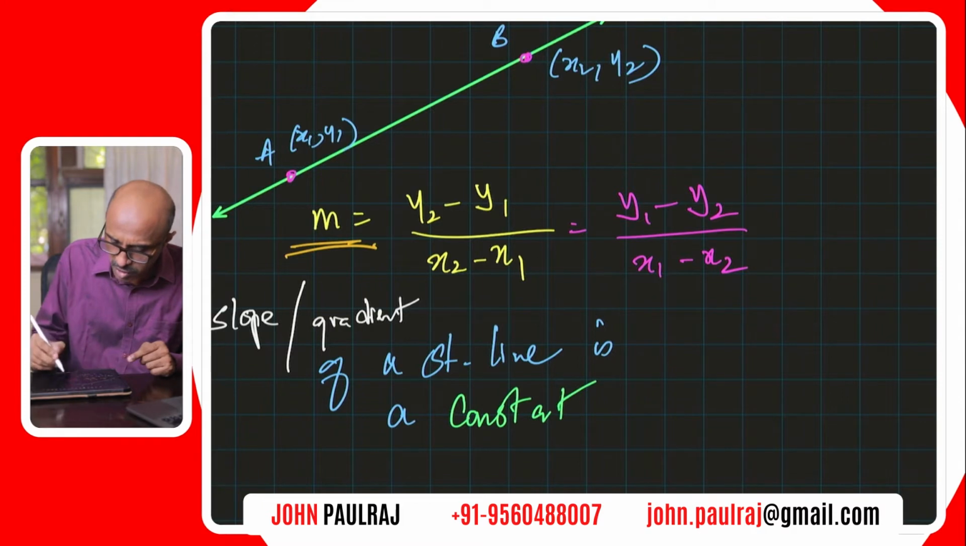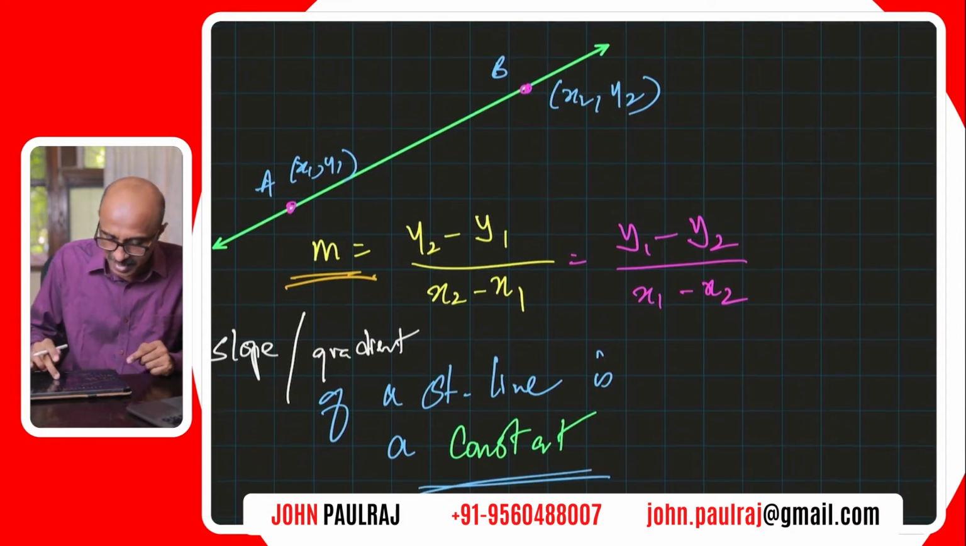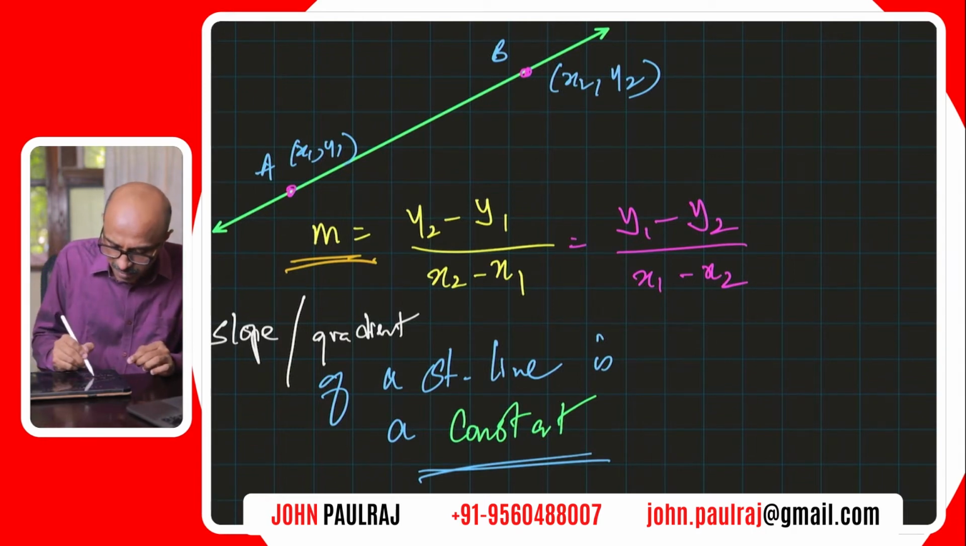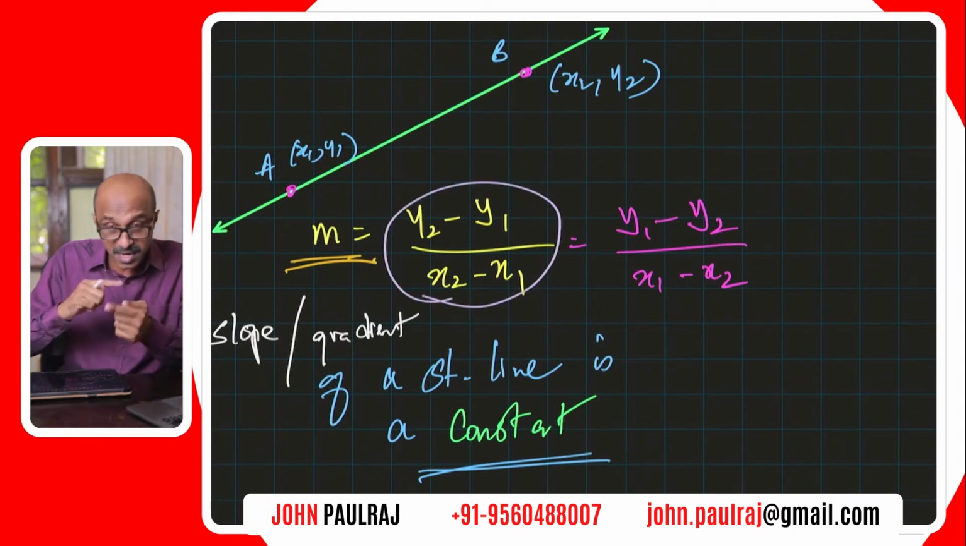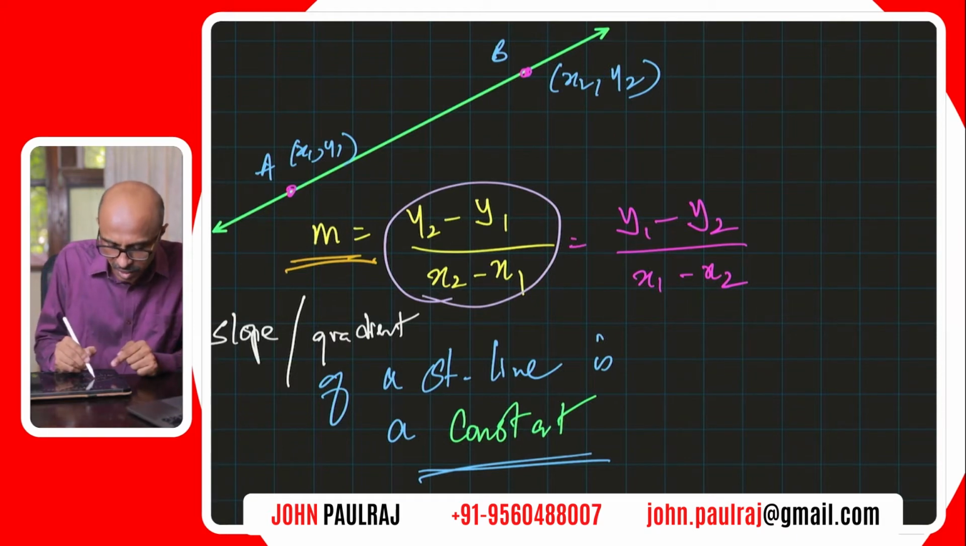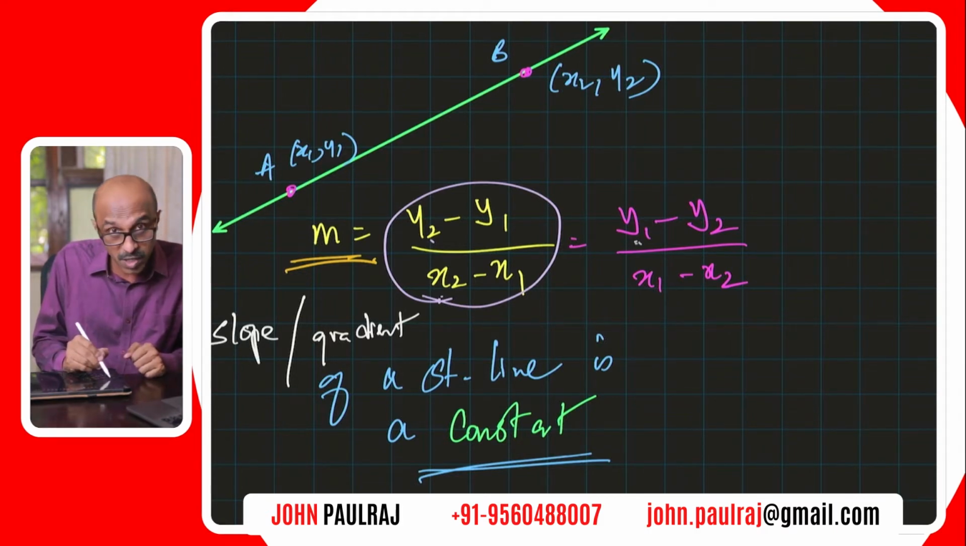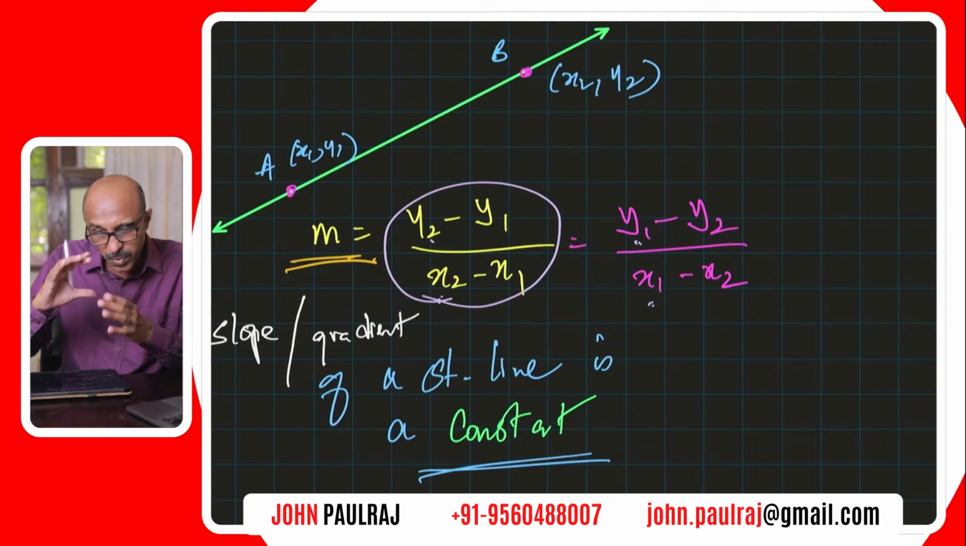No matter which 2 points you pick up on that line, you're going to get the same value for the slope. Okay, that's the idea. And so in this particular example, even if you flip the points, A and B and B and A, right? But be consistent. If you're starting with y1, which means the y coordinate of A, then the denominator will also start with the x coordinate of A. All right. So that's where you need to be consistent.